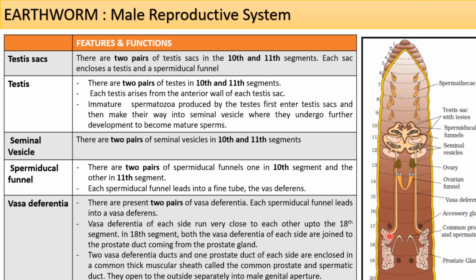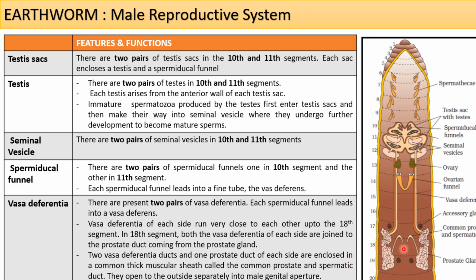Can I see the prostate gland here, irregularly shaped, right, joined to the prostate duct which comes from the prostate gland. Two vasa deferentia ducts and one prostate duct, these are the two vasa deferentia and this is the prostate. So दो plus एक, तीन ducts, they are enclosed in a common sheath, right, called as the common prostate and spermatic duct. They open to the outside separately in the male genital aperture, which is in the 18th segment.